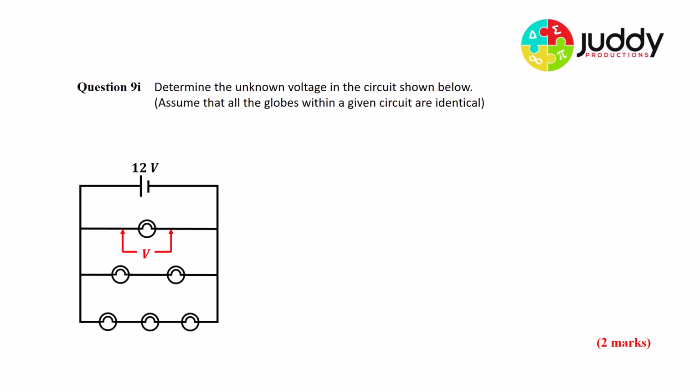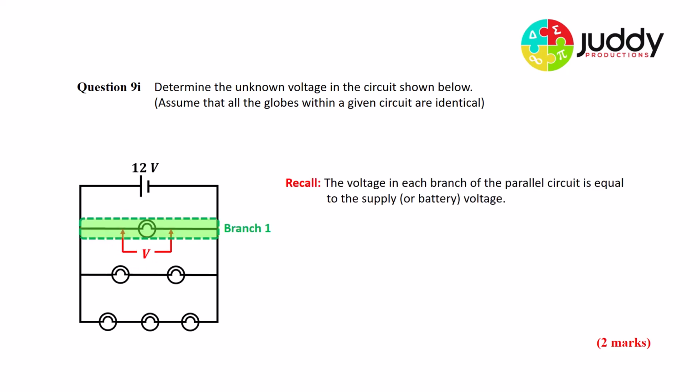Question 9.1. Determine the unknown voltage in the circuits shown below. We're asked to assume that all globes within a given circuit are identical. So first of all, we want to know what is the voltage across this single light globe. Now we can recall the voltage in each branch of the parallel circuit is equal to the supply or battery voltage. So I've got 12 volts coming from the battery, which means this whole branch will get 12 volts. So in branch 1, we have 12 volts. Now there's only one component, one light globe. It will receive that entire 12 volts. So therefore, the voltage across that globe is 12 volts.